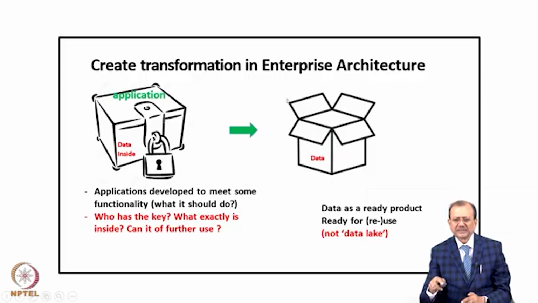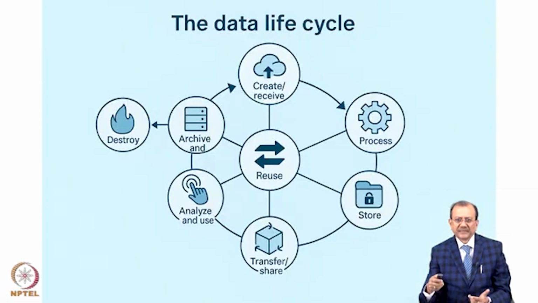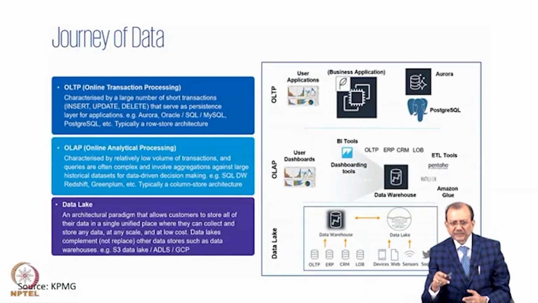Before that, I have to discuss some other important areas. This is the data life cycle. It is important to know that there is a life cycle for data till it is destroyed: create, process, store, transfer, analyze, and archive, and then destroy. And also, of course, reuse. This is a very important slide which gives us the three journey milestones for any data. We call it the journey of data.